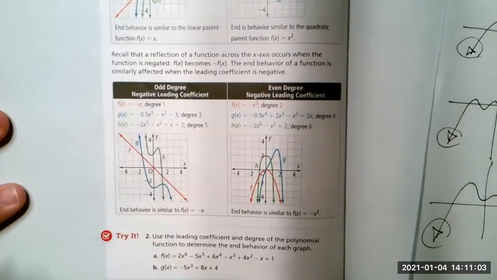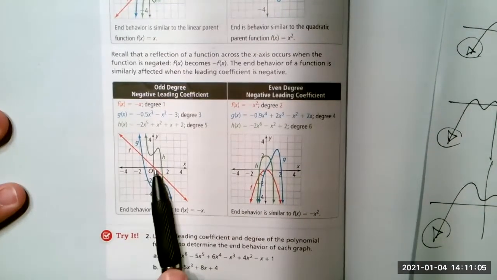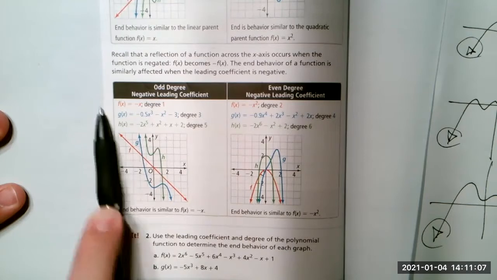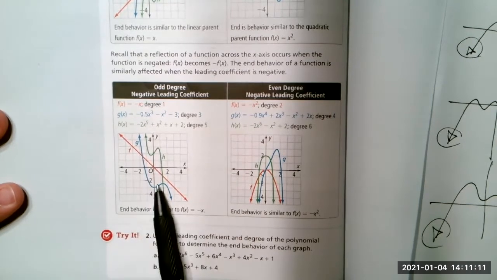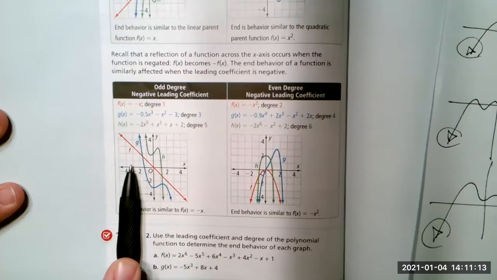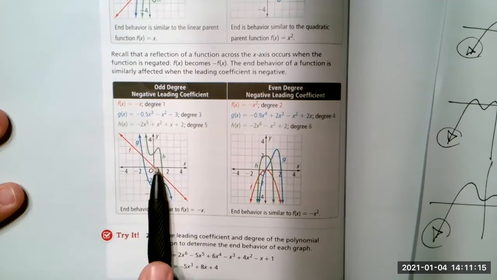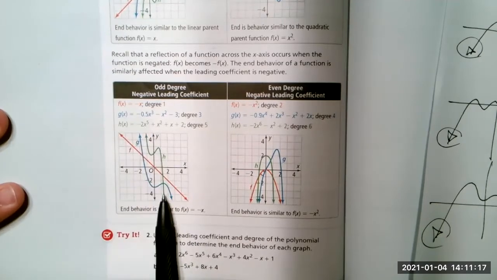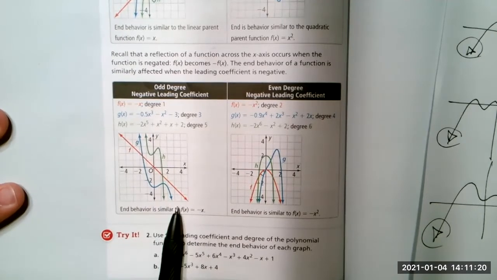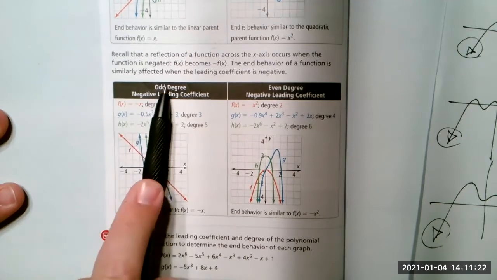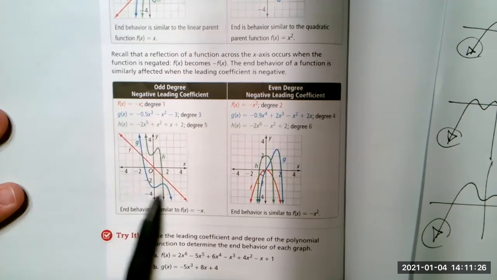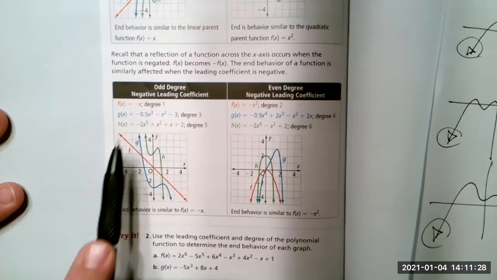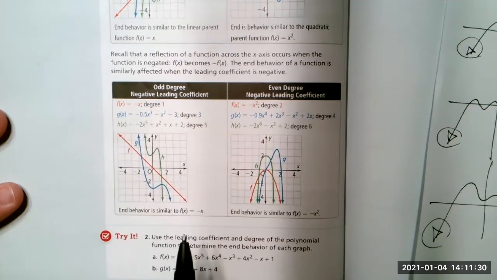Every odd negative function is always gonna go up and to the left, down and to the right. Look at these examples. Look at the blue one. It's going up and to the left, down and to the right. Look at the green one, up and to the left, down and to the right. The only thing that's different with all three of these functions, since they're all odd negative functions, the end behavior is going to be the same. The only thing that's different is what's happening in the middle. How many twists and turns will happen?